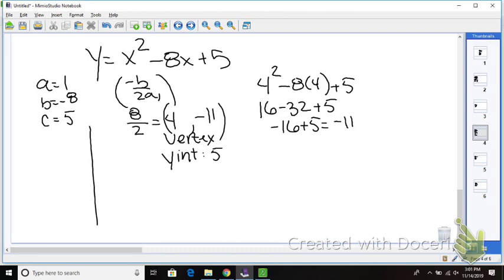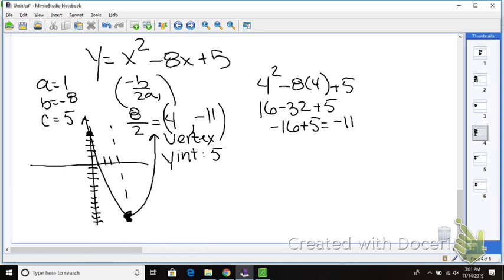So if I go to graph this, I'll have positive 4, negative 11. And then the y-intercept is 5. It's way up here. So this is what this graph looks like. And then the axis of symmetry would be x equals 4. The domain is all real numbers, negative infinity to positive infinity. Range is negative 11 to positive infinity. And that is the minimum.